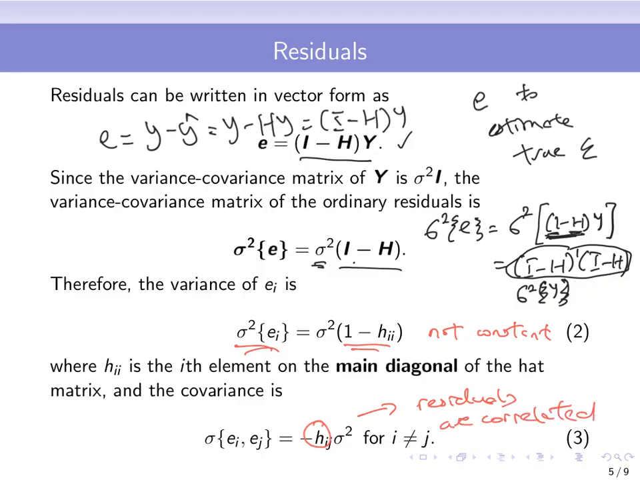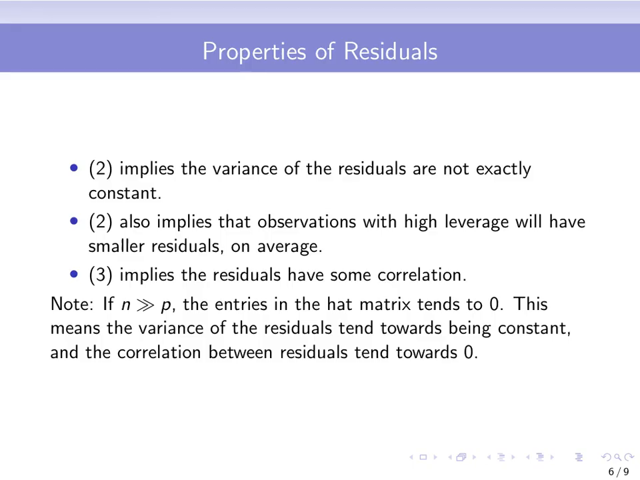This is a little bit different from the errors, where we say the errors have constant variance and are uncorrelated. So some of the features that we assume for the errors do not quite exactly apply for residuals. The variance is not exactly constant, and the residuals are correlated, theoretically speaking. That's the key of this theory we're going over.